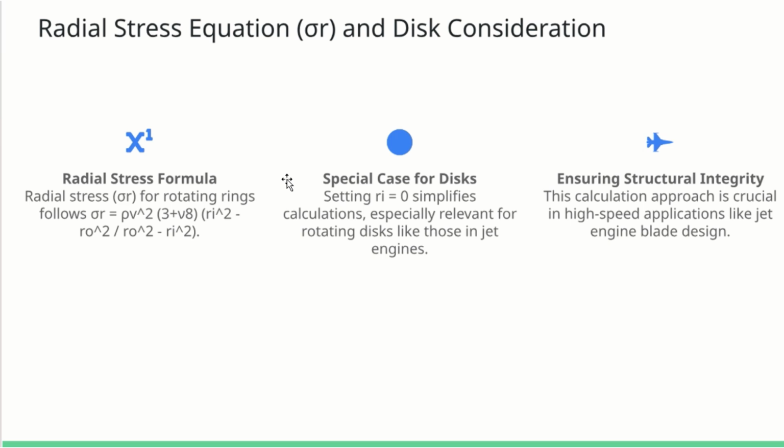And then there is the special case, setting Ri equal to zero, which simplifies the calculation, especially relevant for applications like those in jet engines. Ri is the inner radius. This calculation approach is crucial in high speed applications like jet engine blades. So this one doesn't have an inner radius, it isn't a hollow cylinder, the hollow one. That is why we set Ri equal to zero, because there is no inner radius.